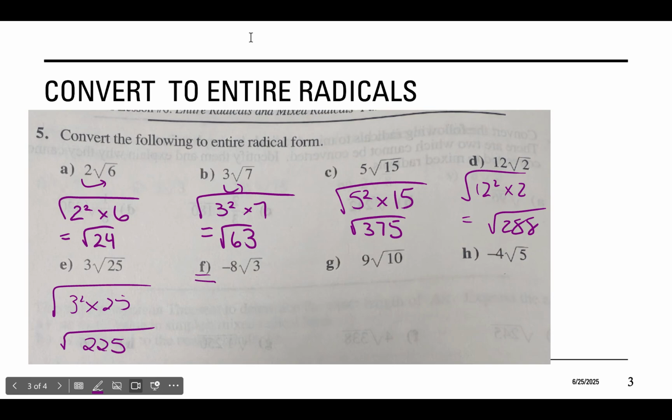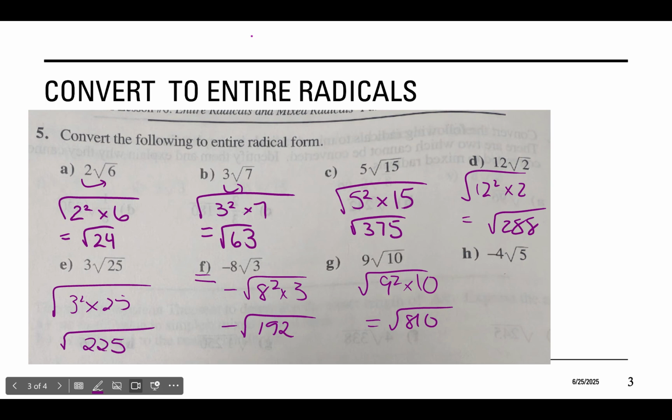With F, just be careful. If it's negative, the negative stays out front. The number still gets squared and multiplied by what's there. So this will end up being the negative root of 192. We don't have to worry for 9 root 10 because there's no negative. So just put the 9 under the root sign, square it, multiply by what's there.